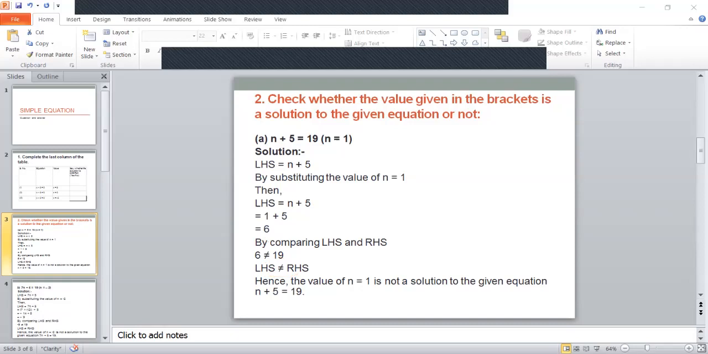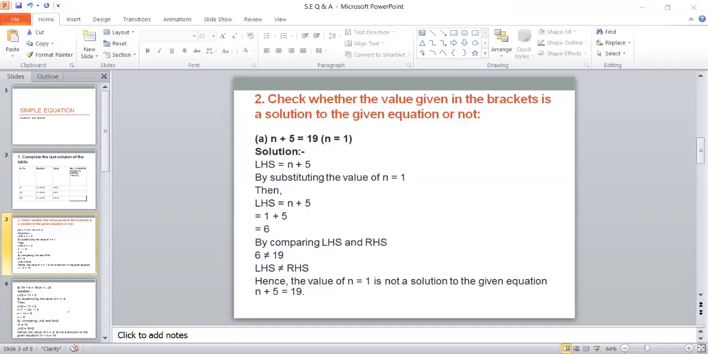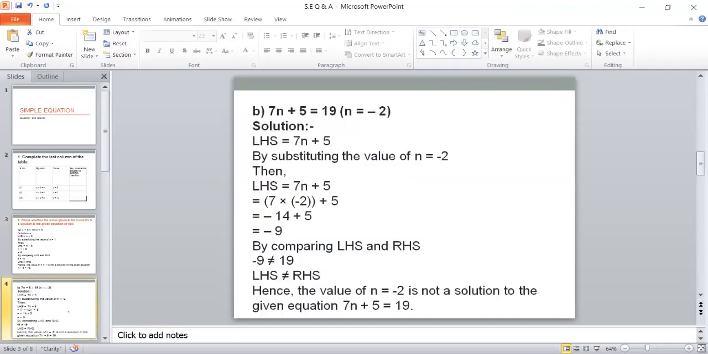Good, very good. I hope you can understand all this. Now we will jump to the next question. The question is 7n plus 5 is equal to 19, and n is equal to minus 2. Here the value of the unknown variable, the value of n, is given as minus 2.